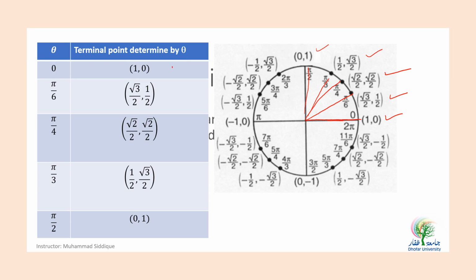So we have to remember this table. If theta is 0, this will come; pi by 6, this will come; pi by 4, this; pi by 3, this; and pi by 2, the terminal point is (0, 1). Remember this table, we need it.